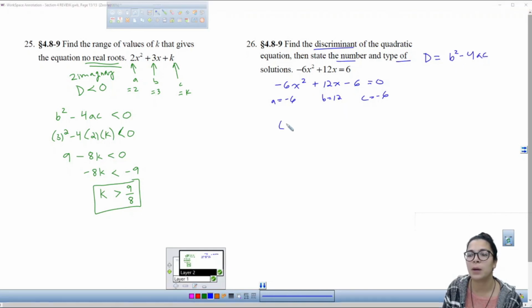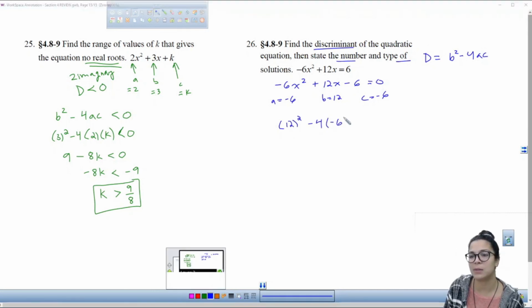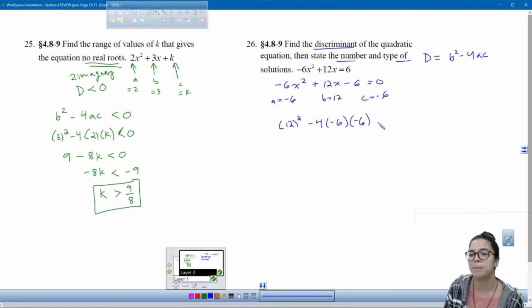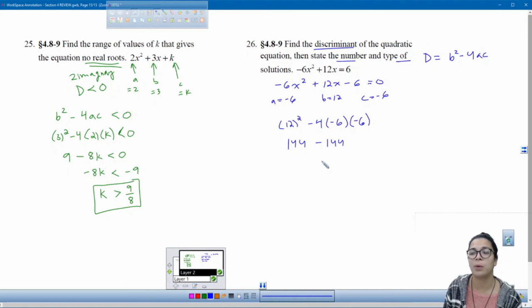Okay, so b squared would be 12 squared minus 4 times a, which is negative 6, times c, which is negative 6. 12 squared is 144. Negative 4 times negative 6 times negative 6 is negative 144. 144 minus 144 is 0. So that is the discriminant.